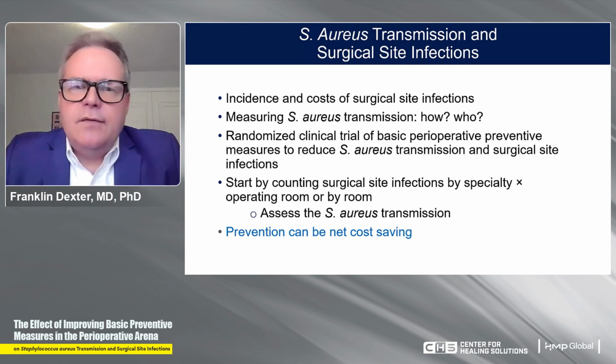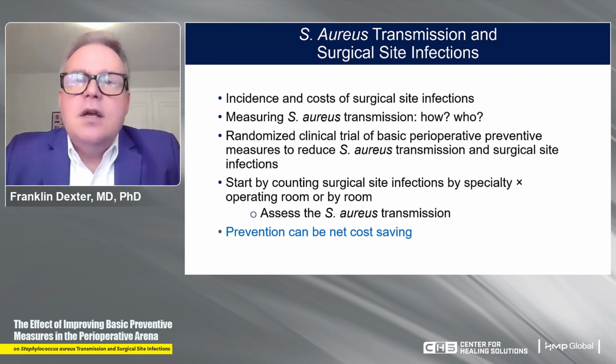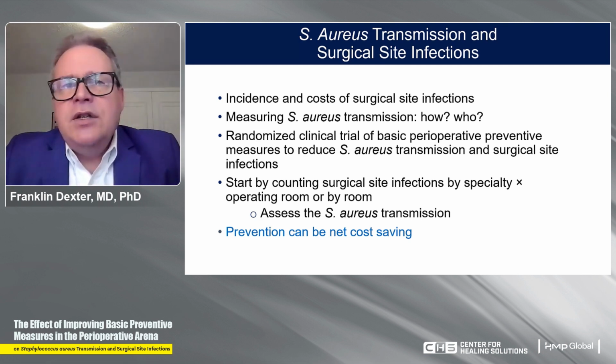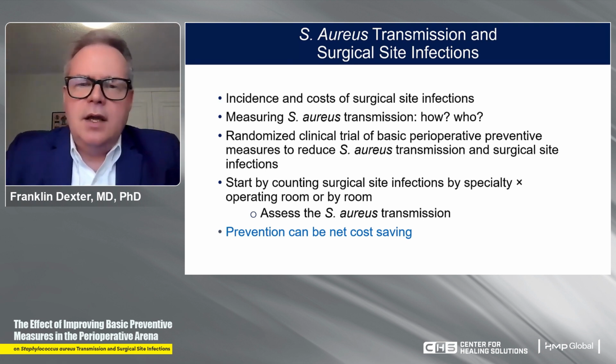The last topic I'm going to cover is economics. Think about cancer drugs. When you have cancer drugs, their value is assessed using the cost per year of life saved or the cost per quality adjusted year of life. The prevention of surgical site infections is different. A bundle of preventive measures and the assessment of Staph aureus transmission can be net cost saving. So what we are not going to be doing is measuring quality adjusted life years. We are simply determining whether the net effect from a societal point of view is a reduction in cost.